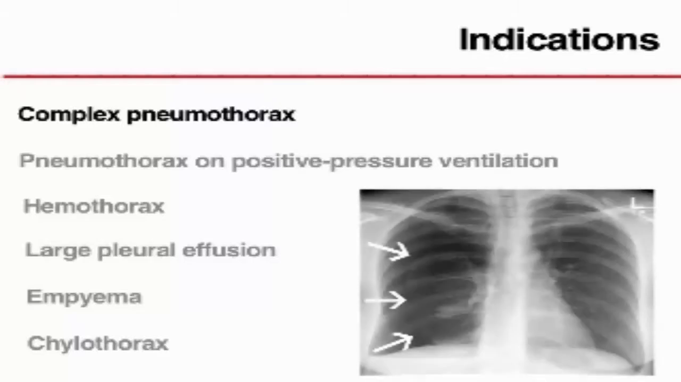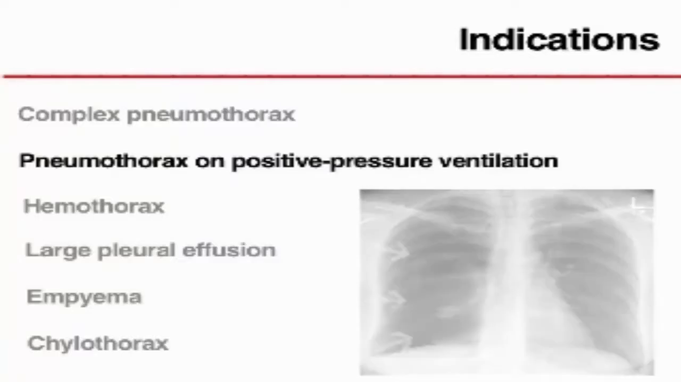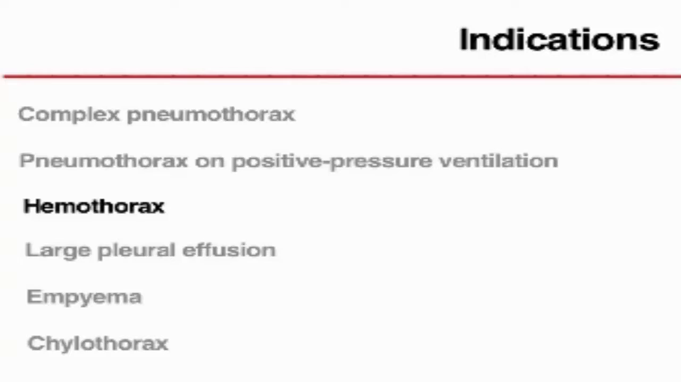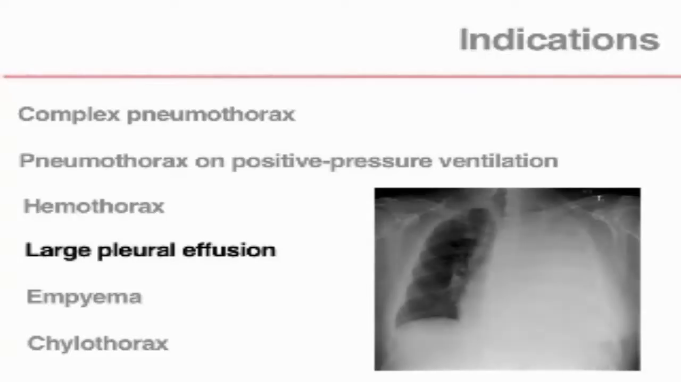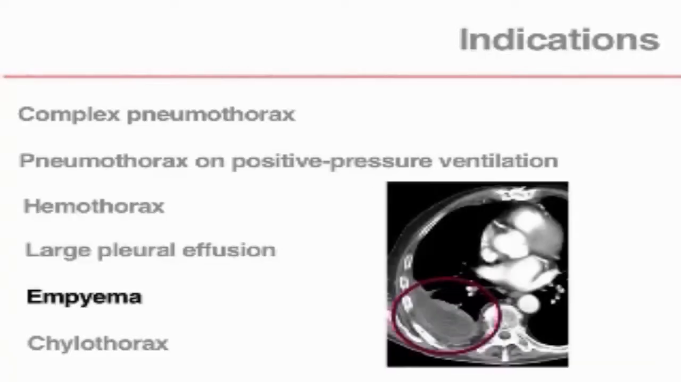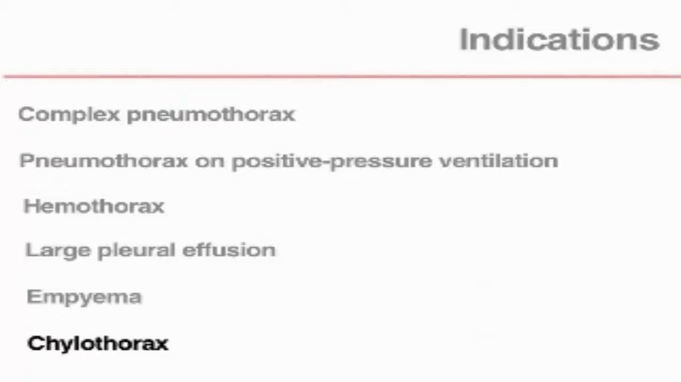pneumothorax that is recurrent, persistent, under tension, or bilateral, any pneumothorax in a patient on positive pressure ventilation, hemothorax, recurrent or symptomatic large pleural effusion, empyema, and chylothorax.